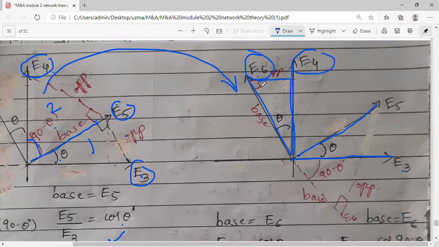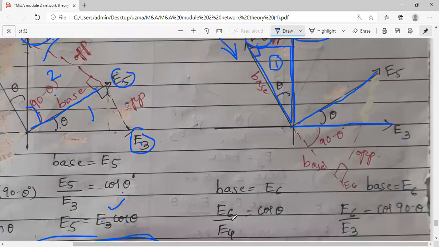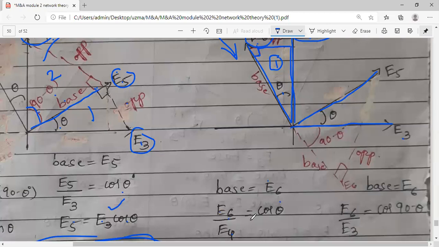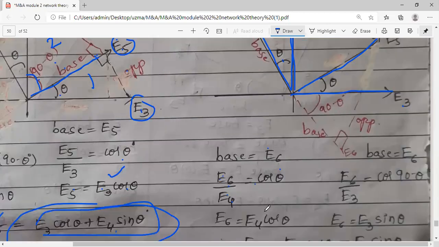It is very much direct. Take this first triangle. Theta you already have, and this will be 90 degrees. The side opposite to theta is the opposite, and this is the base. So base is E6, and E6 by E4 is cos theta. Opposite, base by hypotenuse is cos theta. So E6 is E4 cos theta. One value has come directly.